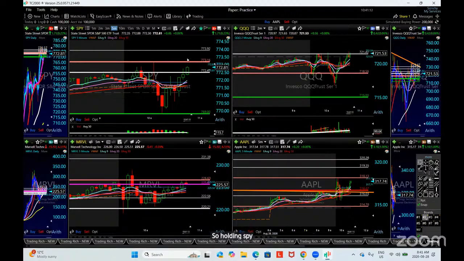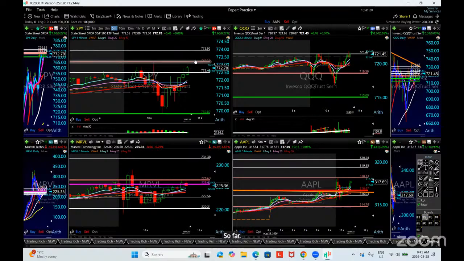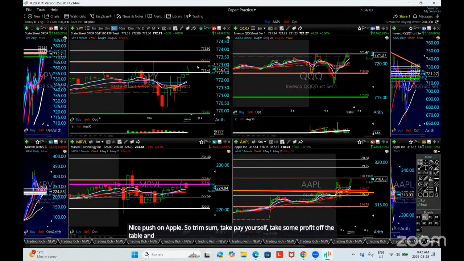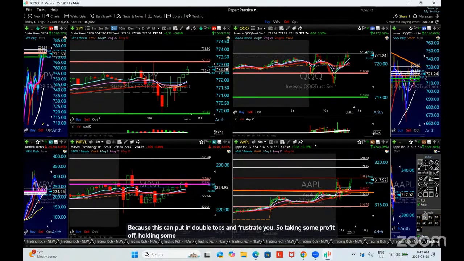So holding SPY. As SPY approaches here, I'll take some profit off the table and hold runners. Beautiful trade so far. Let's see how it works out. Get it to go. Nice push on Apple. So trim some, pay yourself, take some profit off the table and hold runners, because this can put in double tops and frustrate you.